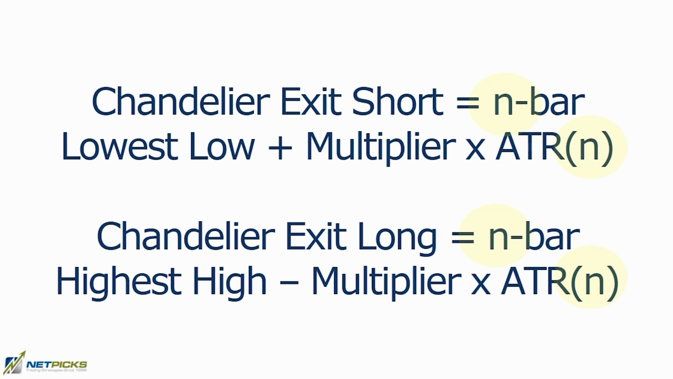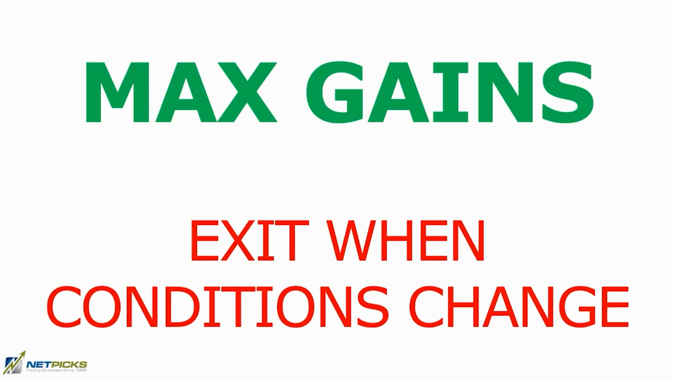If it's too far away, you give back a lot of profits because you're staying in the trade, and you might be in the trade long after you should have exited just by looking at price action. But the bottom line is we want to get the maximum gains possible while exiting the trade when conditions have obviously changed. So, using it in an uptrend.